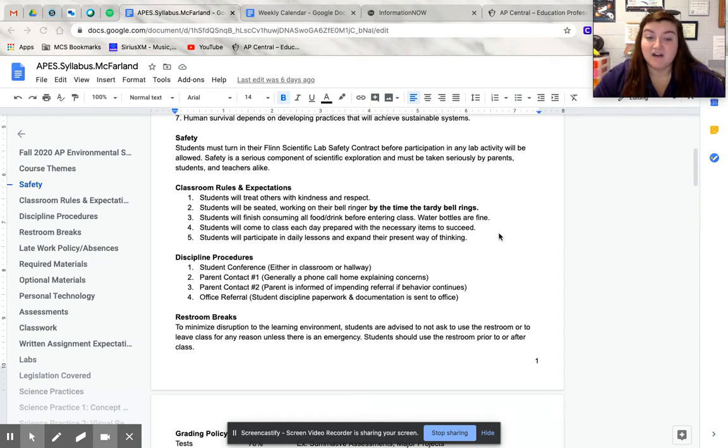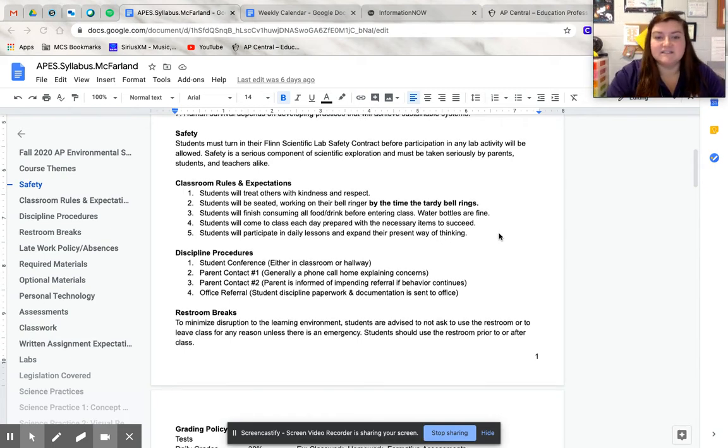Steps 2 and 3 are both parent contact, with the first one being like, hey, your kid's getting a little, we need to talk about some things. And the second parent contact being along the lines of, okay, I really want the situation to resolve itself. I don't want to write up the student, but we're still having this issue. And then the 4th discipline procedure is an office referral. But I know you're all going to be perfect little angels, and we won't even have to worry about that.